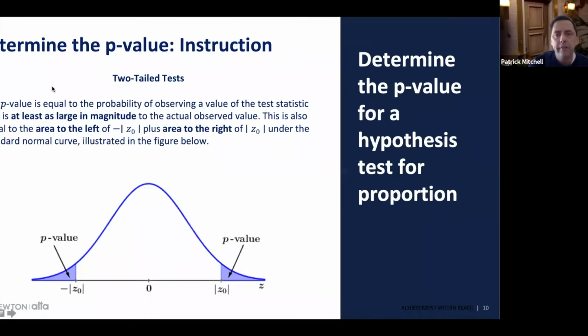All right. So when they write negative absolute value z sub 0, they're basically just saying take the plus and minus of your calculated test statistic, find the area to the left of the minus and the area to the right of the plus, and add them together. Now, because these two z-scores will always be opposites, what you can do instead, which is a little simpler, is just take the area to the left of the negative one and double it, multiply it by 2.